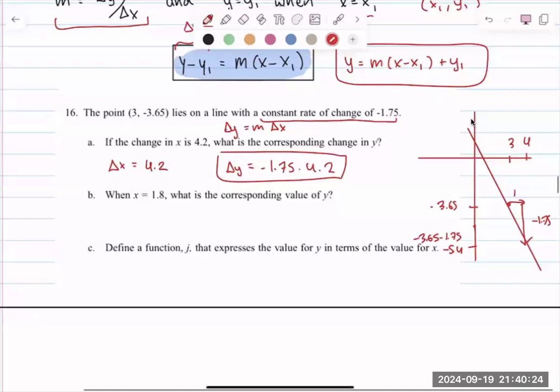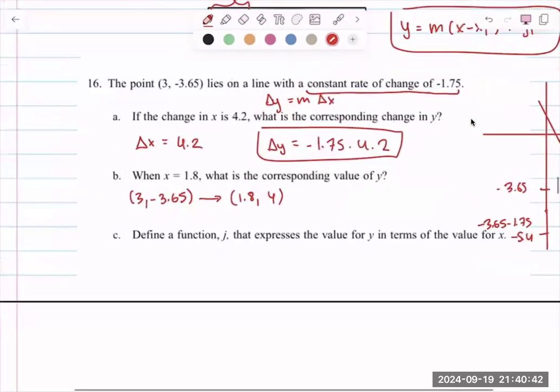Now it's asking, when x is 1.8, what is the corresponding y value? So we have to think. We have the point 3 comma negative 3.65, and we move to the point 1.8 comma something, so y. What is our change in x here? Our final point is 1.8, and our initial point was 3. So 1.8 minus 3, our change in x, is negative 1.2.